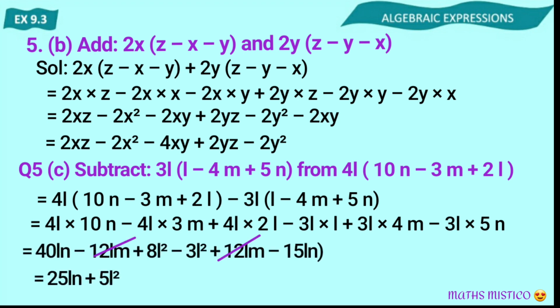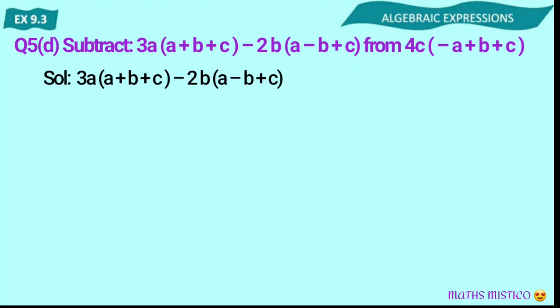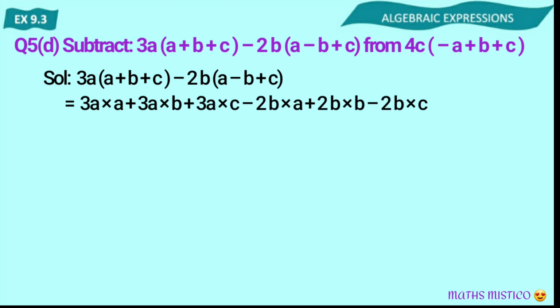In the D part, we have to subtract this expression from this, and as this one is containing brackets, it is not a simple expression. So first we will simplify this. The monomials before the brackets will be multiplied with each term of the bracket. So we have 3a into a plus 3a into b plus 3a into c, and minus 2b into a plus 2b into b minus 2b into c, which simplifies to this. And this doesn't have any like term.